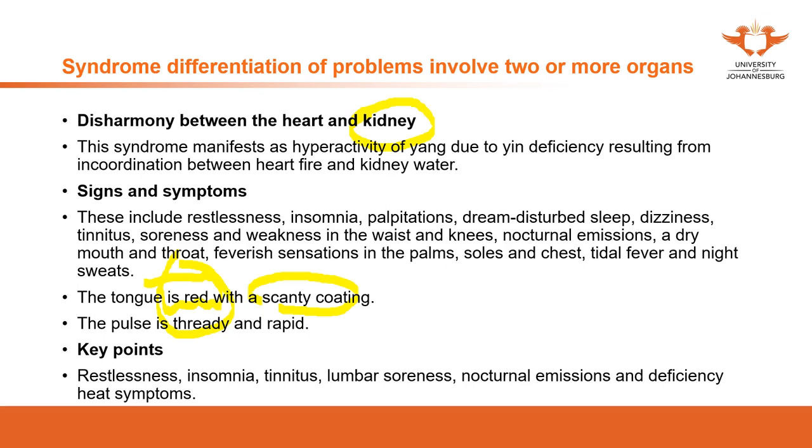So the patient will present with the heart problem and the kidney problem, and when you try to identify the causes, you need to think about the emotion, the mental work, the sexual life, the chronic diseases. That's from these aspects you're going to find the clues.